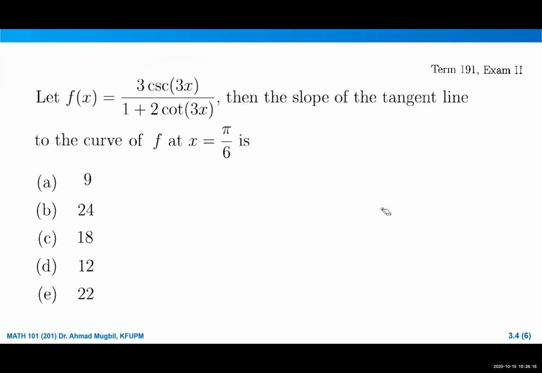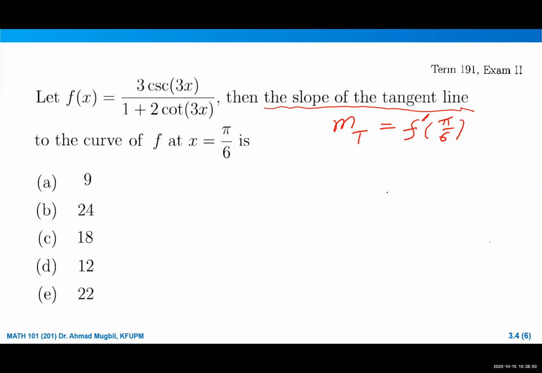Now, how do we find the derivative of this function? Do we need to differentiate? What is the question? The question is to find the slope of the tangent line. I usually prefer to call it M sub T, the slope of the tangent. So you know that the slope of the tangent at a point is equal to the derivative of that function at that point, okay?